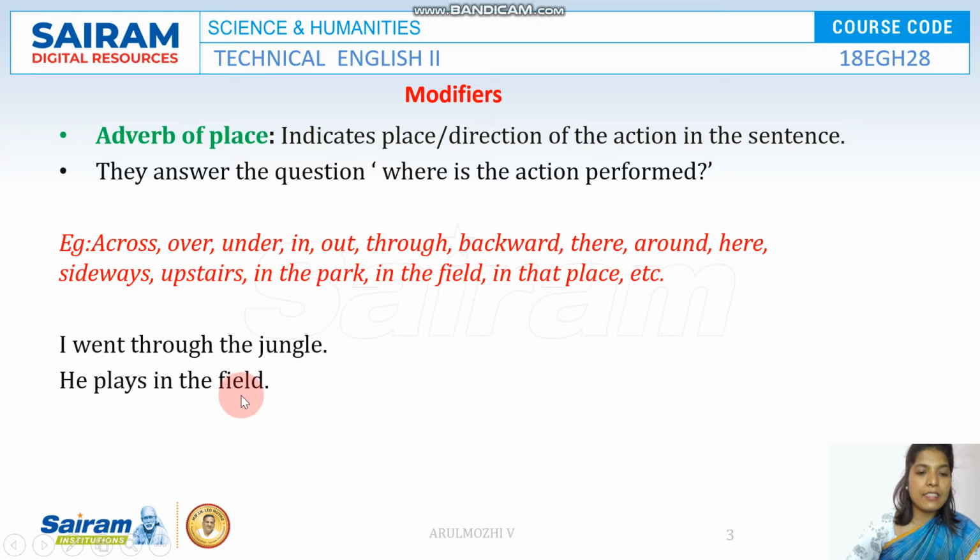He plays in the field. Here, plays is the verb, and in the field is the adverb. Some of the cue words for adverb of place are across, over, under, in and out, through, back, in the field, in that field, that side, this side. These are some of the examples for adverb of place.